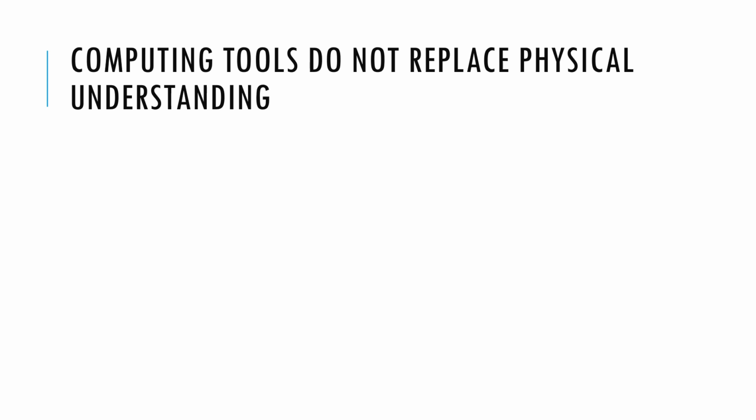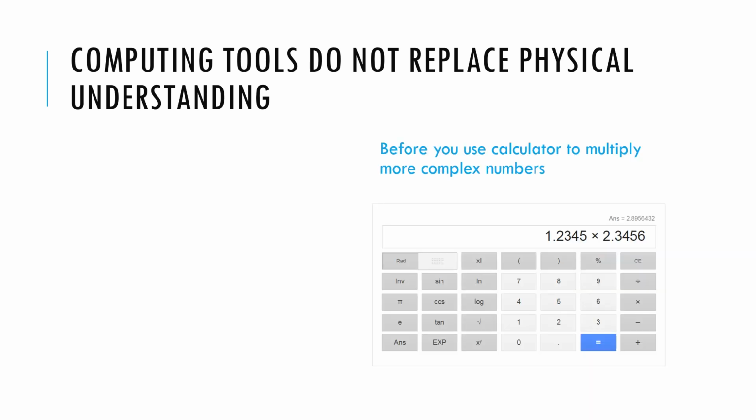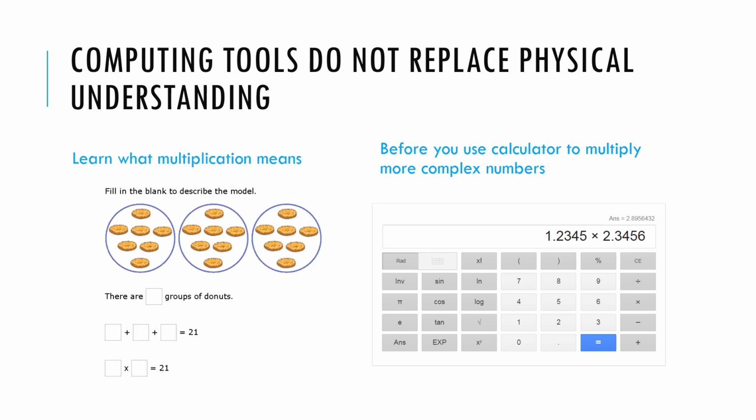Before using a calculator, we had to learn what multiplication means. Before knowing what multiplication is, if we try to use a calculator, it would be meaningless. A calculator simply allows us to do the complex ones faster. We should have a reasonable idea of what is meant by multiplication.